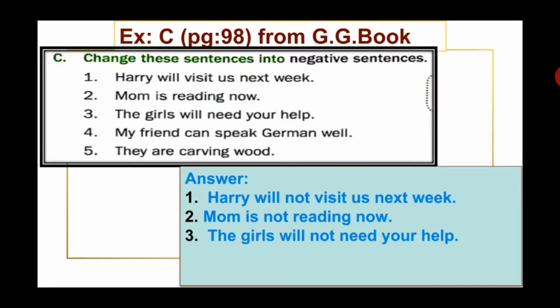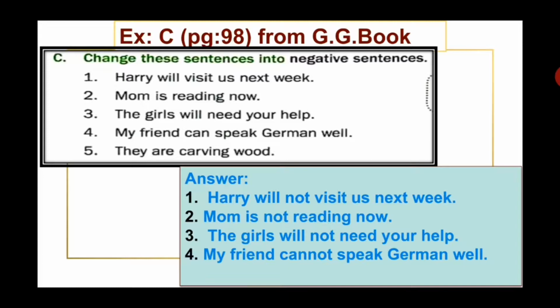Number 3. The girls will need your help. The girls will not need your help. Will is the helping verb here and need is the main verb. Number 4. My friend can speak German well. Can is the helping verb. Speak is the main verb. So what will be the answer? My friend cannot speak German well.